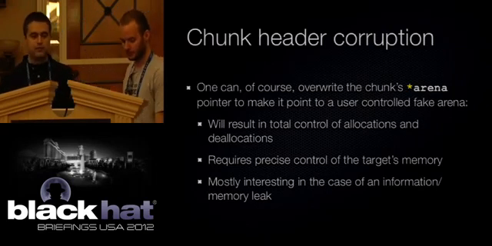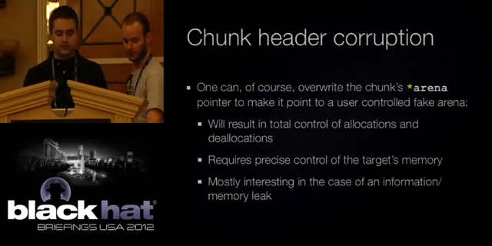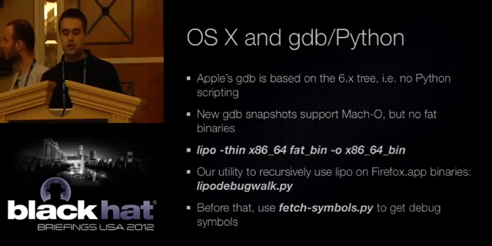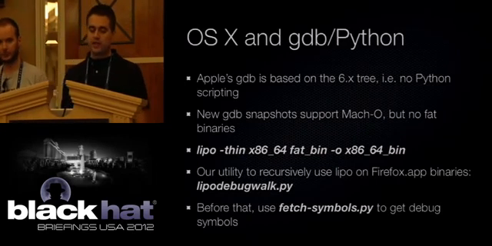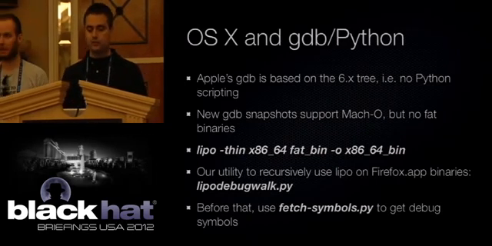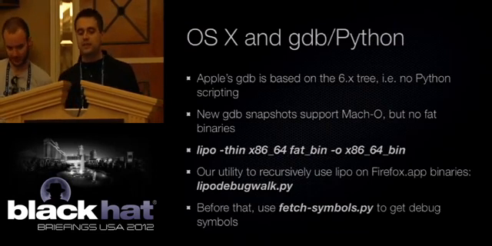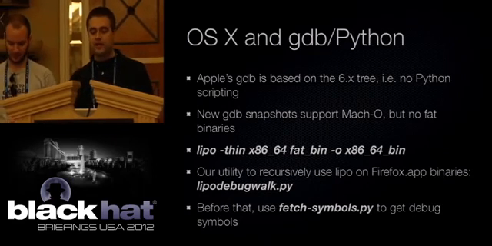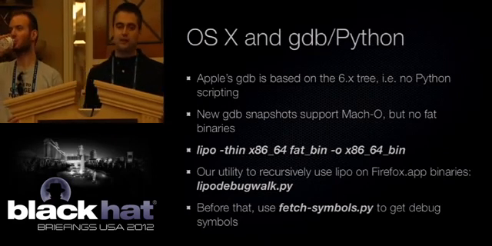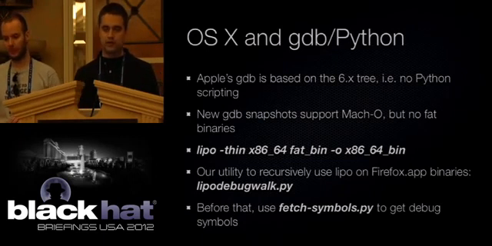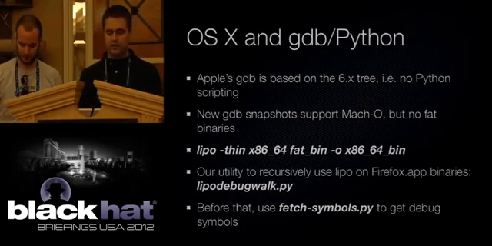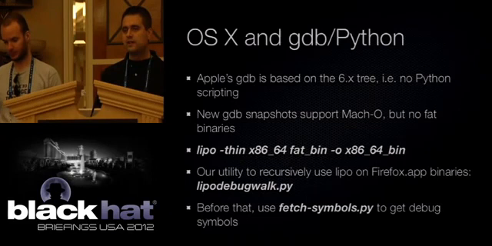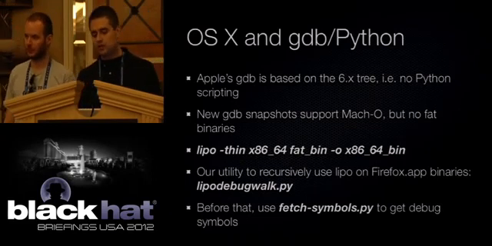Okay, so let's move on to our case study. When we started looking at Firefox, we decided to work on the OS X platform. Of course we were using GDB to debug Firefox, but we found out that Apple's GDB is based on the 6.x GDB tree, which has no Python scripting support. And we really needed Python scripting because that allowed us a lot more flexibility in developing the exploit development tool. So we decided to take a newer GDB snapshot and compile it on Mac OS X.